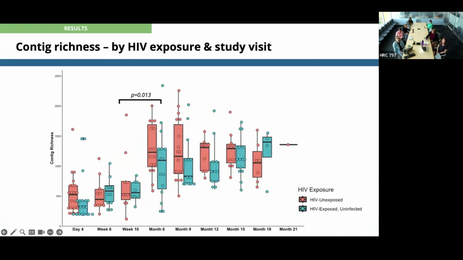So this is a figure stratified by both HIV exposure and time. And so HIV exposed kids are that blue color, HIV unexposed kids are the red color.